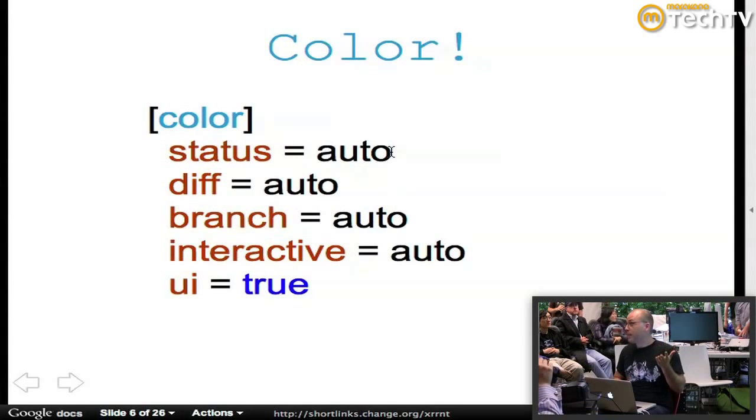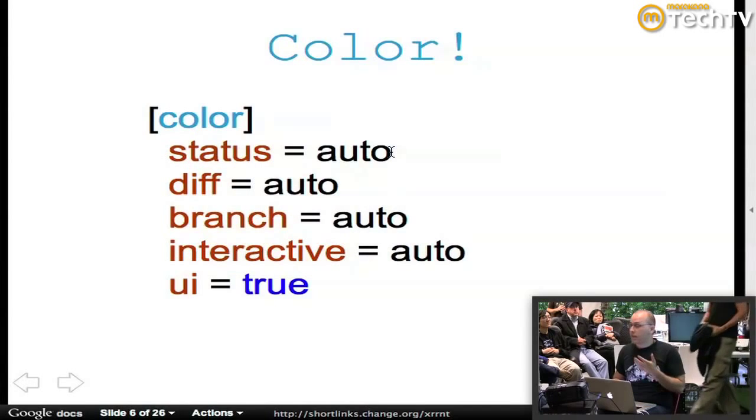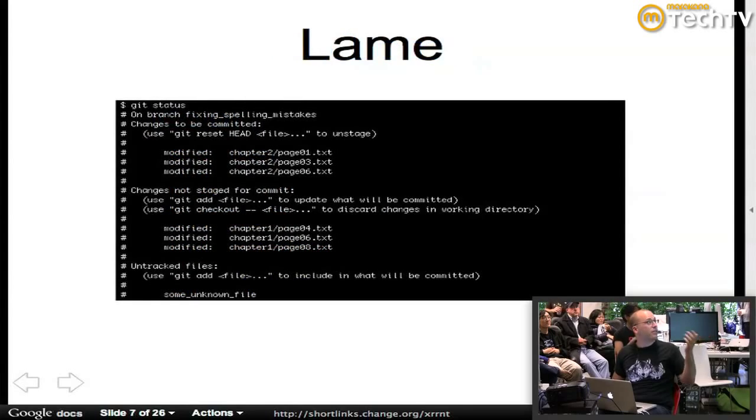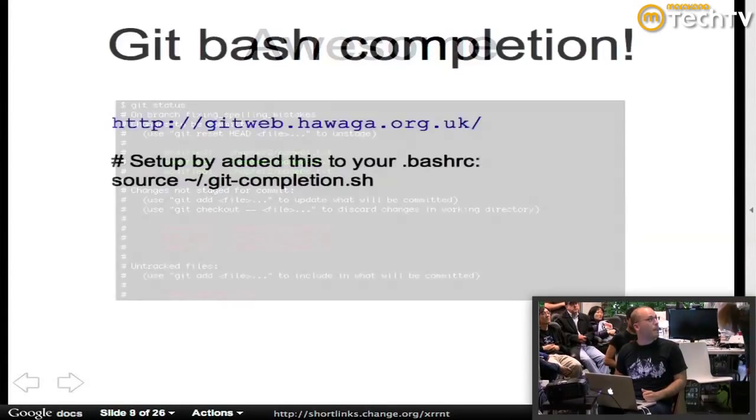First things first, the best thing ever, color. Out of the box, I've seen in some cases Git does not come with color options, so you just get black and white text, and it's a lot harder to read. If you add this to your Git config, you can totally turn its lame output into awesome output.